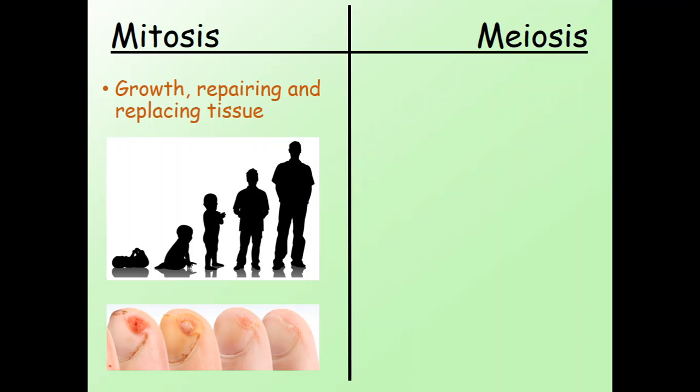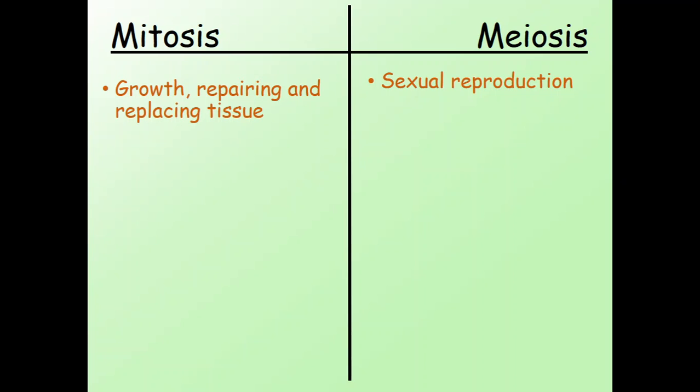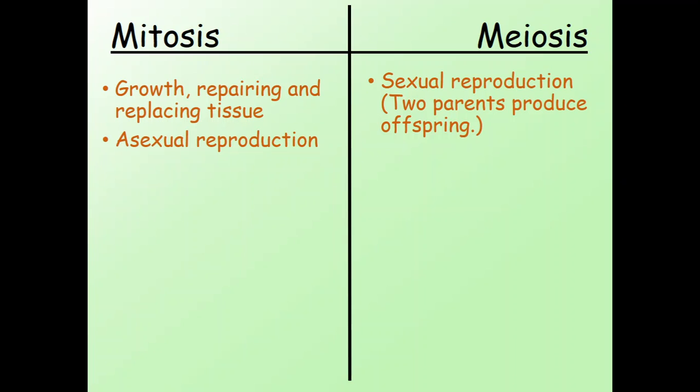Meiosis, on the other hand, is used for sexual reproduction, so the type of reproduction where two parents produce offspring. Mitosis can also be used for a form of reproduction. It is used for asexual reproduction, which is the type of reproduction where only one parent produces offspring.